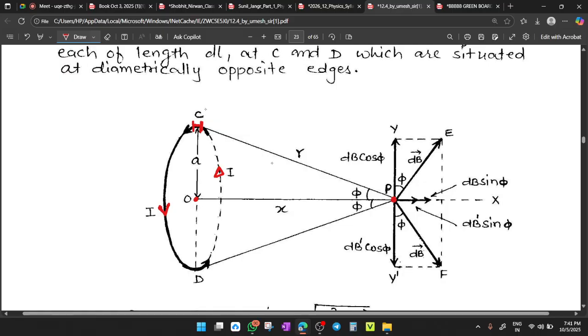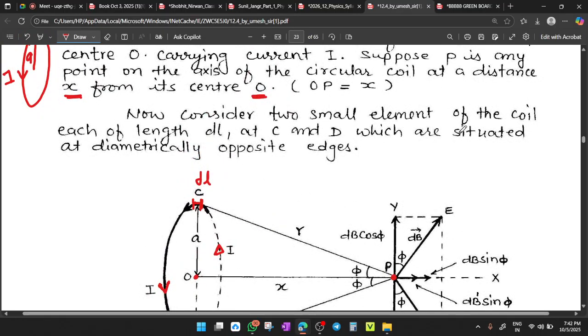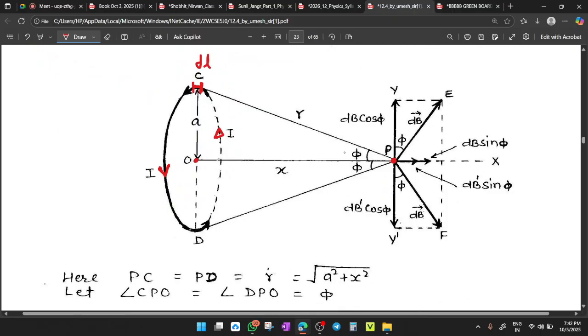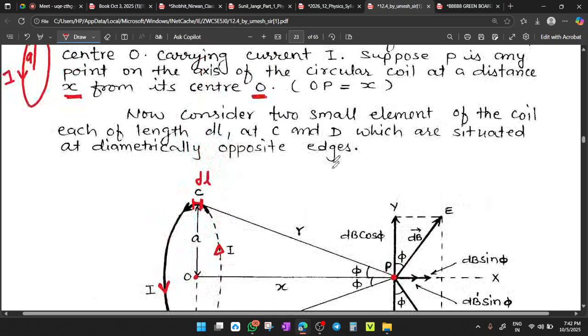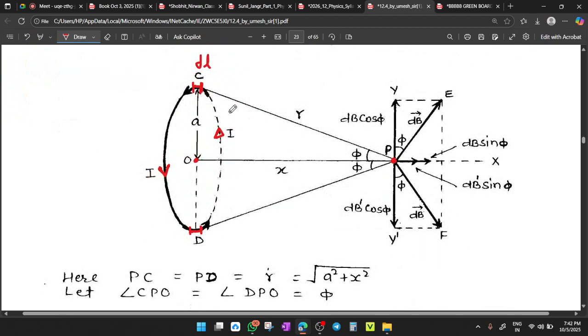Okay, so dl is here, very small length. Now consider two small elements of the coil, each of length dl, at C and D. You have considered two length elements here, one at point C and another at point D, which are situated diametrically opposite. Clear, beta? Okay. Now, make a vector r here.